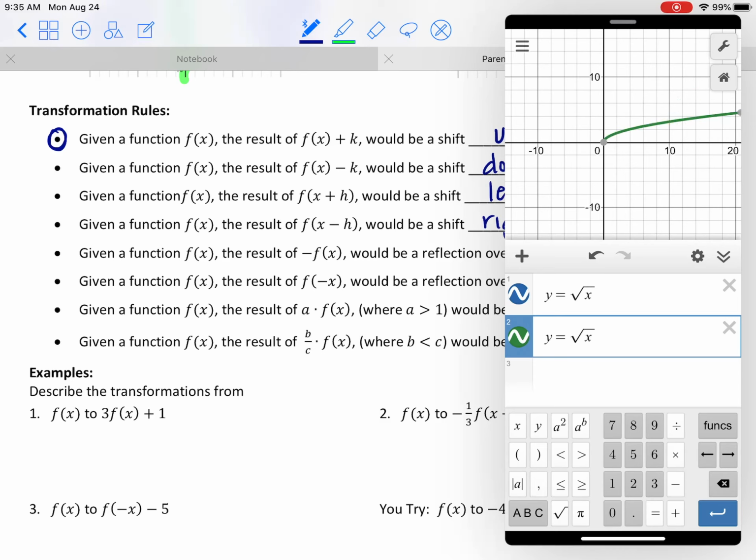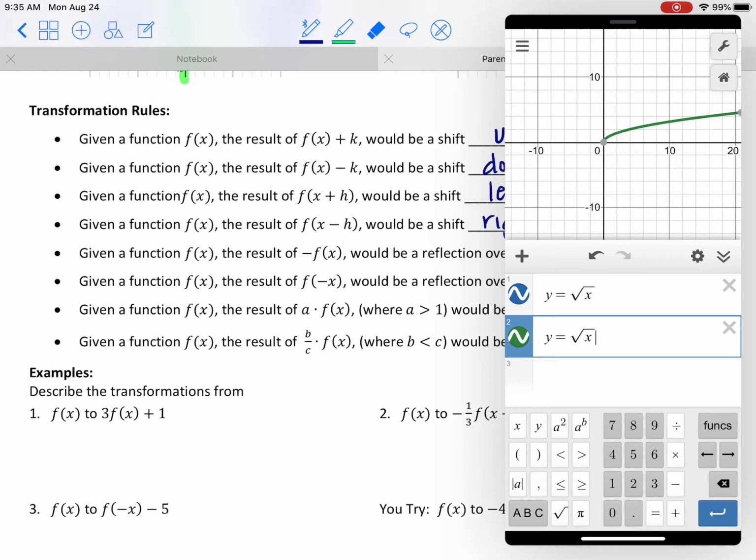So then the opposite would happen if I subtract from it, right? Subtract 2 makes it shift down 2. Subtract 4 makes it shift down 4. Subtract 6 makes it shift down 6. So that's what this bullet is saying. If you take your function, like the square root of x, and subtract from it, then you're going to shift that graph down. Okay. Now the other addition and subtraction, the next two bullets, is happening within the function.